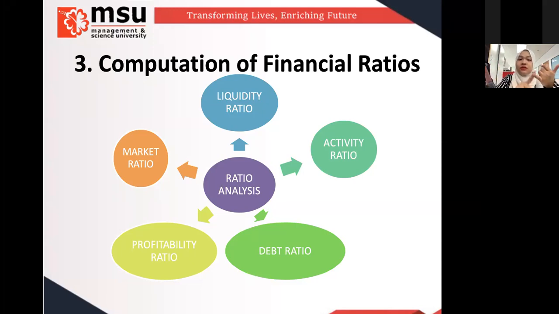The first one is the liquidity ratio. Liquidity ratio is the ability to convert all their assets into cash. So basically it is the availability of cash of the company. Liquidity ratio is very important because we want to know the cash level of the company. Is the company effective in managing their cash?